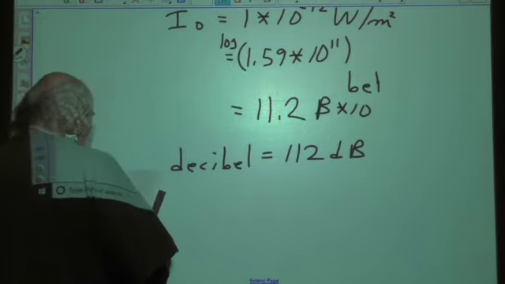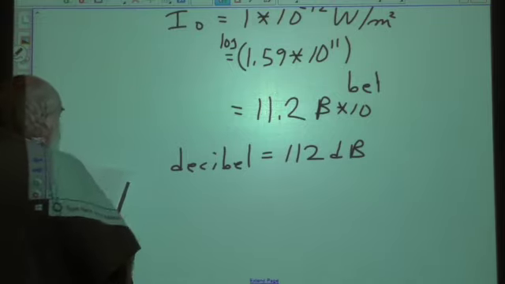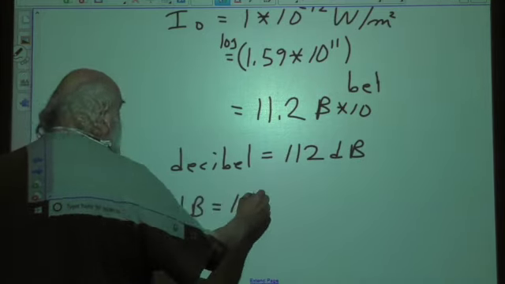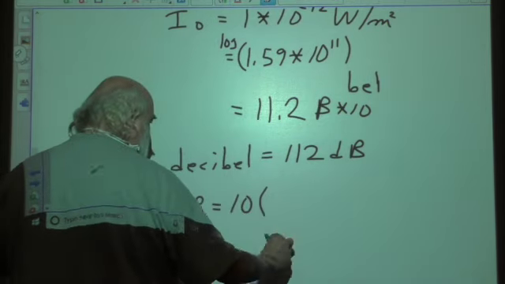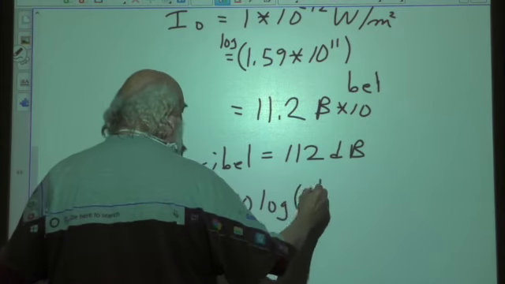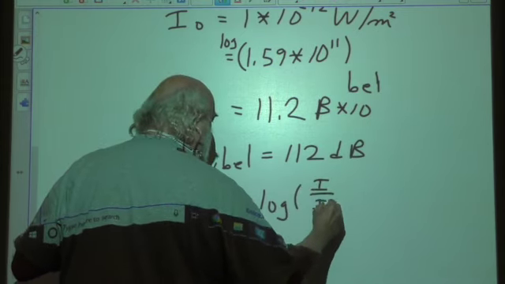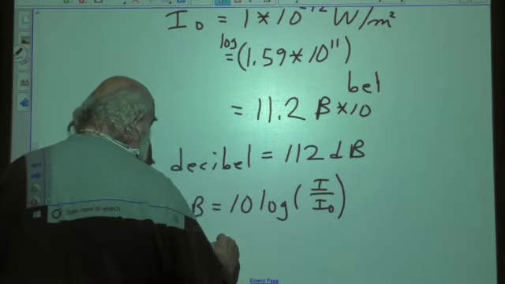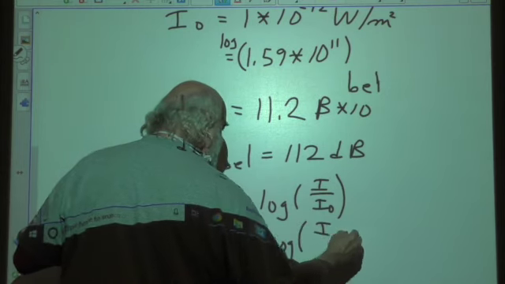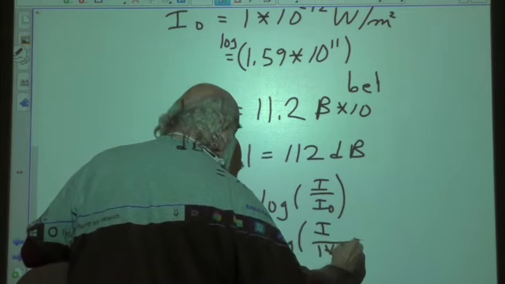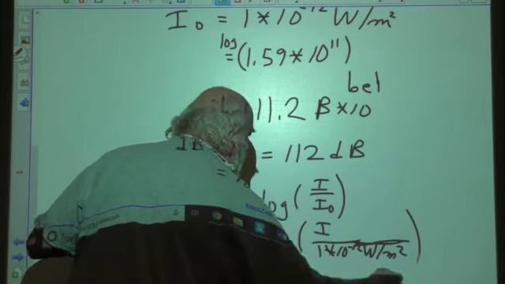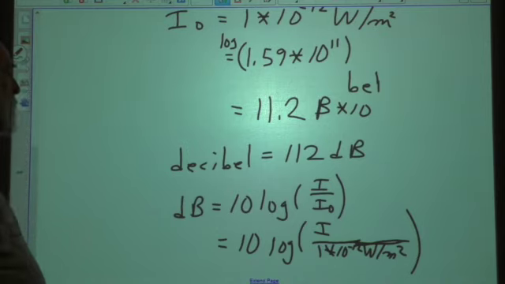So the comparison that we're going to use to find the decibels is going to be 10 times the log of I over I sub 0. That becomes equal to 10 times the log of I over 1 times 10 to the negative 12 watts per square meter.